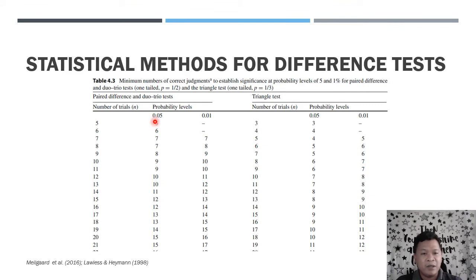As you can see, habang lumalaki yung number of trials, mas nag-a-approach dun sa probability natin yung number of panelists required to have a correct answer. Now, for example, at just 5 panelists, you need 100% correct responses to establish statistical significance. On the other hand, at 20, you just need 75% of the panelists to have a correct answer for the statistical significance to be established.